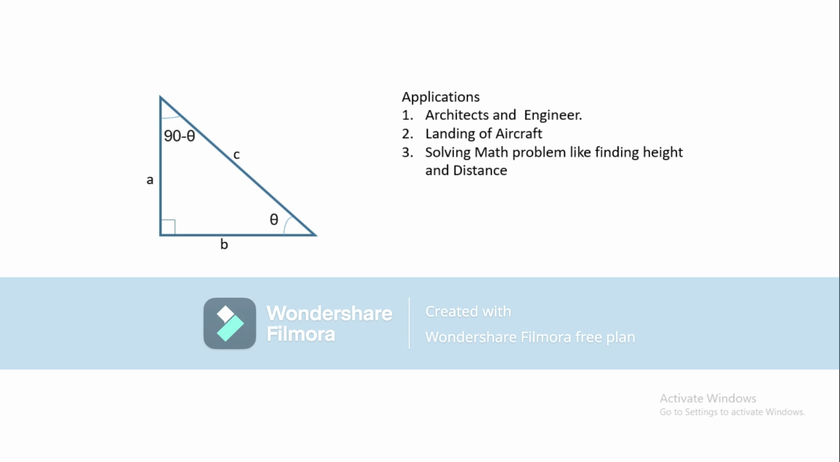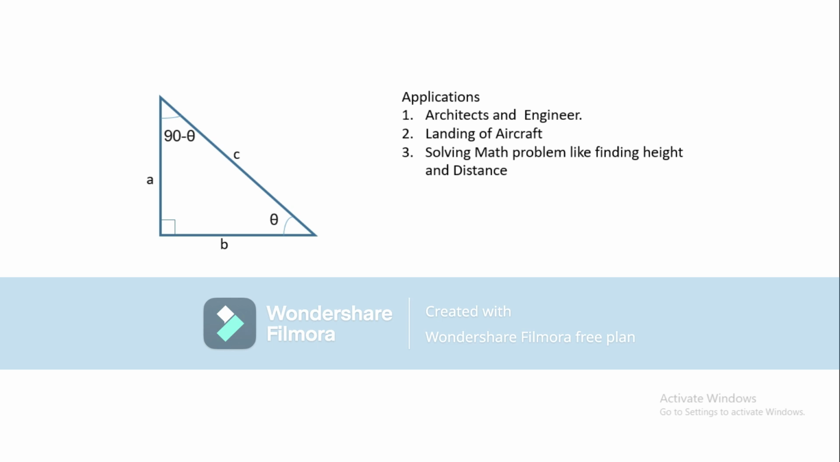Also in aircraft landing, the Pythagorean theorem is used based on the height of the aircraft and the distance between the aircraft and the runway. They can calculate what the ideal angle should be and what distance the aircraft needs to travel to land on the runway.